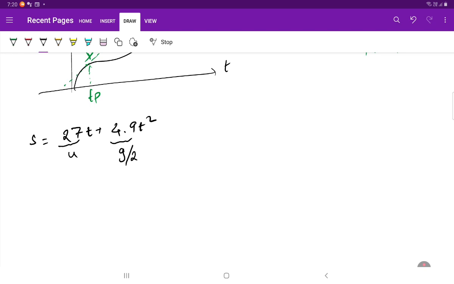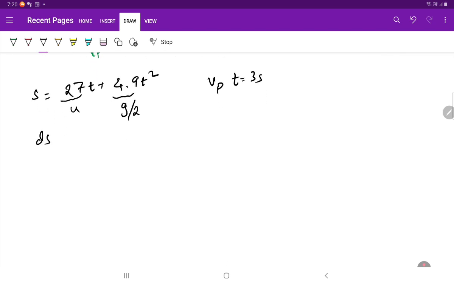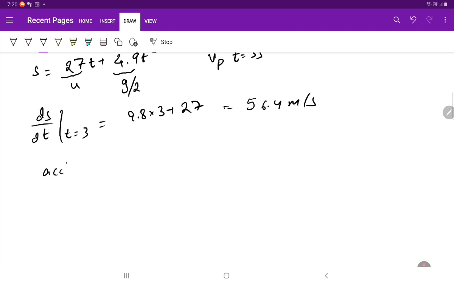Now, if you are asked to find the velocity of the particle at time t equal to 3 seconds, we just differentiate, ds by dt at t equal to 3 seconds. We will get 9.8 into 3 plus 27, which evaluates to somewhat 56.4 meter per second. If you are asked to find the acceleration, which is the rate of change of velocity with respect to time, written as dv by dt, you will get 9.8 meter per second square.